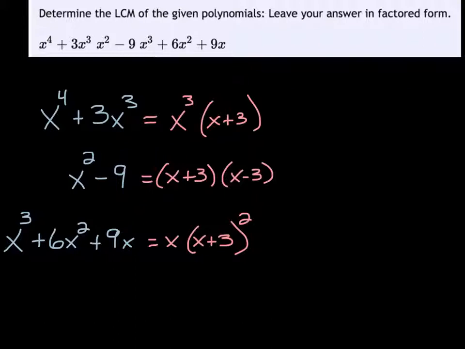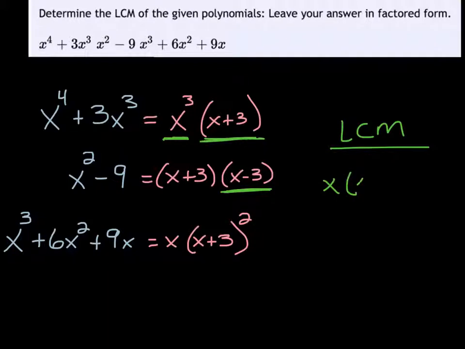Alright, now comes the work of finding the least common multiple. The two steps in finding the least common multiple are: one, first identify all the unique factors. In this case, our unique factors are: we have some x's, we have some x plus 3's, and we have x minus 3. So I'm going to start with those. We have an x plus 3, and an x minus 3.